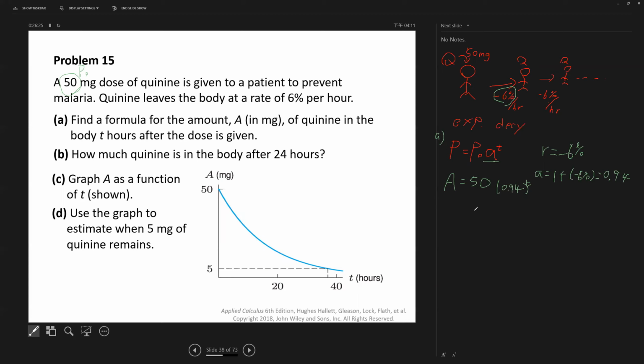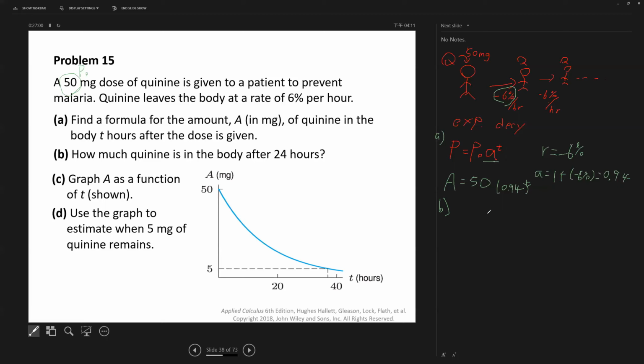The formula for the amount of quinine in the body t hours after the dose is given is right here. Capital A is equal to 50, the initial dose, multiplied by 0.94, that is our decay rate, found right here, to the power of t. All right, and I want you guys to pause the video and take a few minutes to figure out what B, C, and D are.